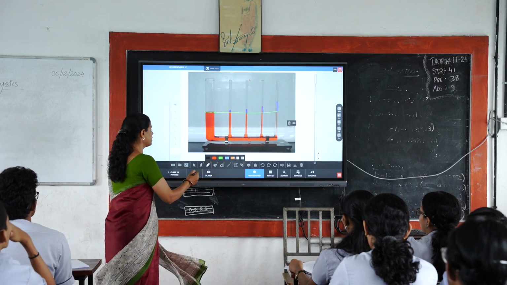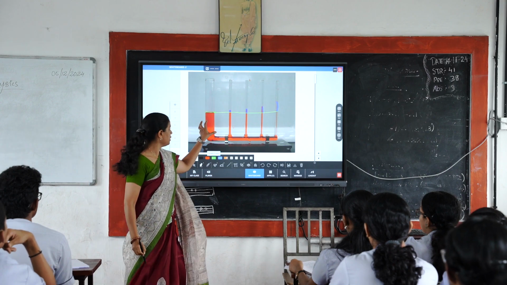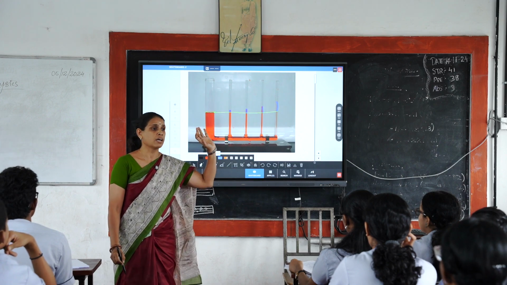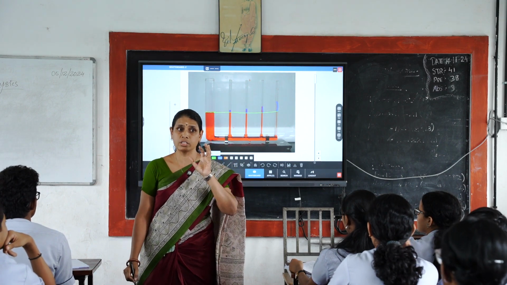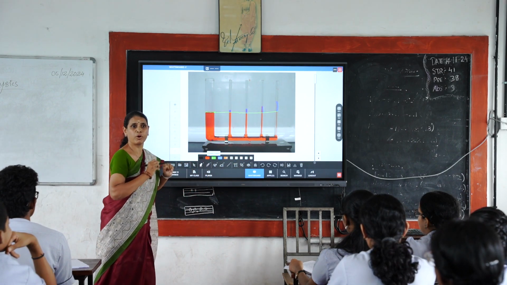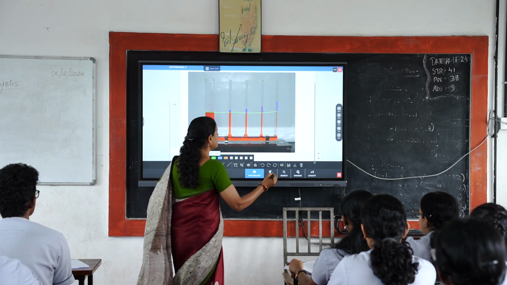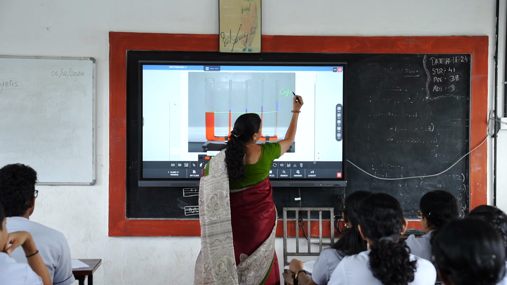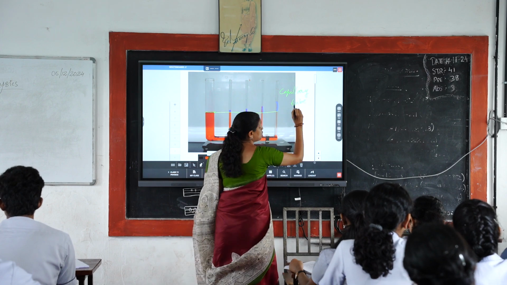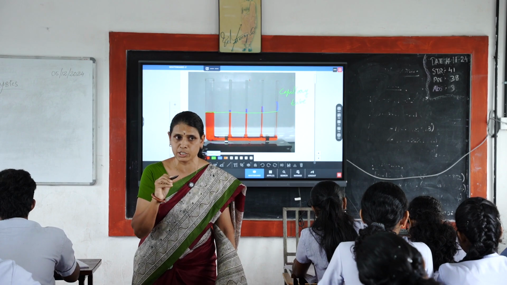See, what is the basic difference between all these tubes? When you compare this tube and the last one, what is the basic difference? Thickness or the radius, right? So the radius of this tube is very, very small. A tube of very, very small radius is called a capillary tube.